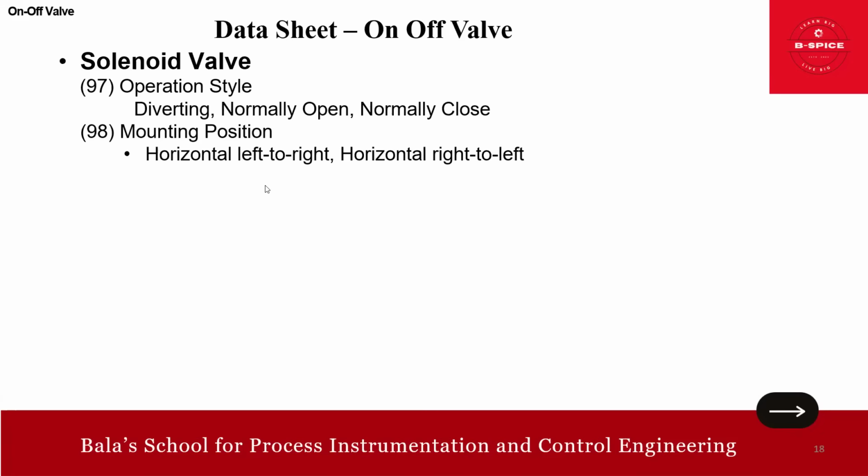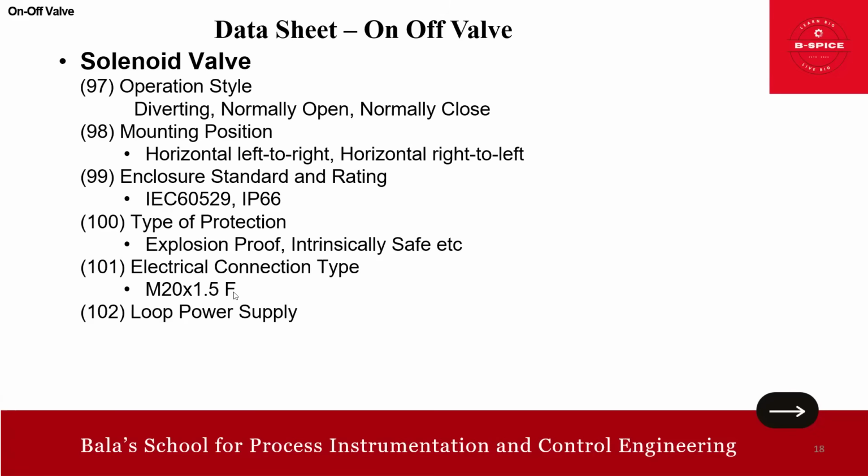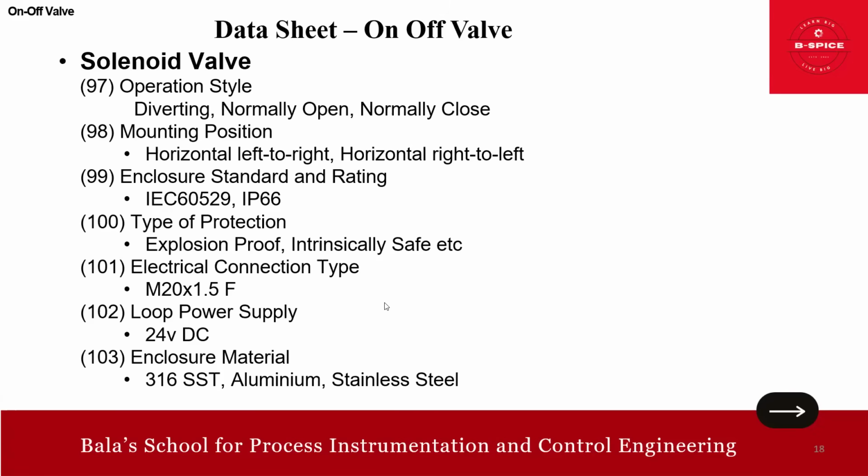Mounting position: horizontal left to right or horizontal right to left. Enclosure standard and rating: IEC 60529, IP66. Type of protection: explosion proof or intrinsically safe. And electrical connection M20, then loop power supply 24 volt DC. Enclosure material 316 SST or sometimes aluminum or stainless steel.